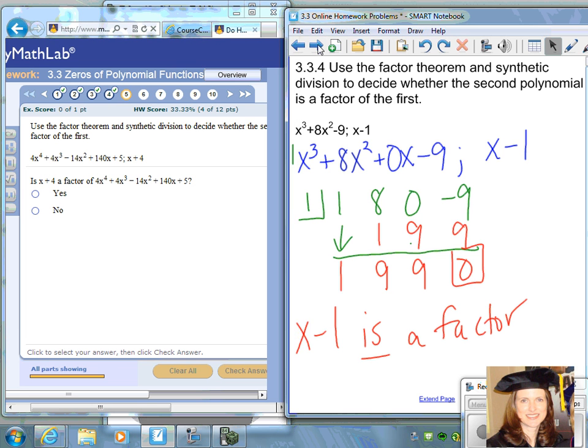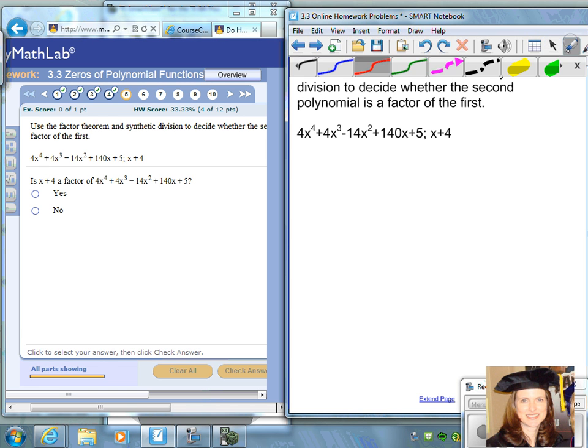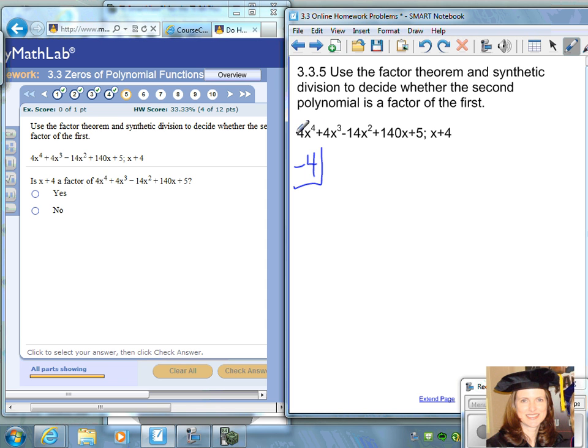Okay, let's look at number 5. Use the factor theorem and synthetic division to decide whether the second polynomial is a factor of the first. It looks like we have all of the exponents, so we don't have to rewrite it. We want to know if x plus 4 is a factor. We're going to put a negative 4 in the box and use the coefficients 4, 4, negative 14, 140, and a positive 5.